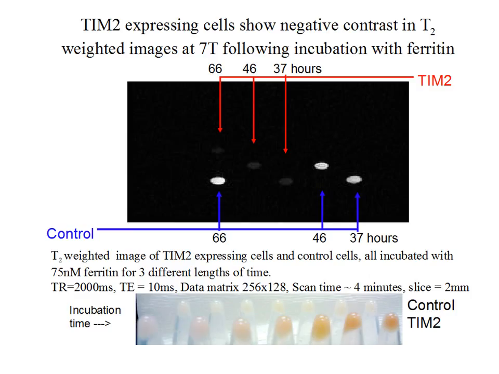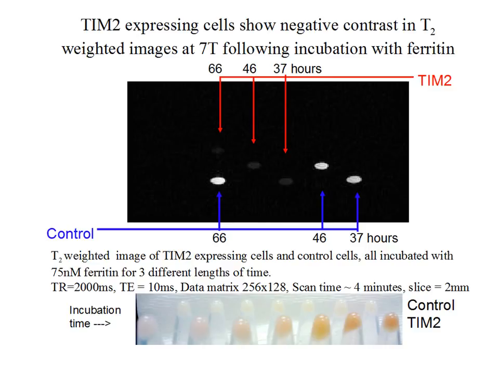Instead of using manganese-loaded ferritin, now we've used iron-loaded ferritin, so we get negative contrast in T2 weighted images. What you see here are cell pellets from Timd2 expressing cells and control cells. From the control cells, no uptake of the iron-loaded ferritin. In these T2 weighted images, the pellets are bright. Conversely, in the Timd2 expressing cells, which have taken up the iron-loaded ferritin, you see negative contrast, a decrease in signal intensity.